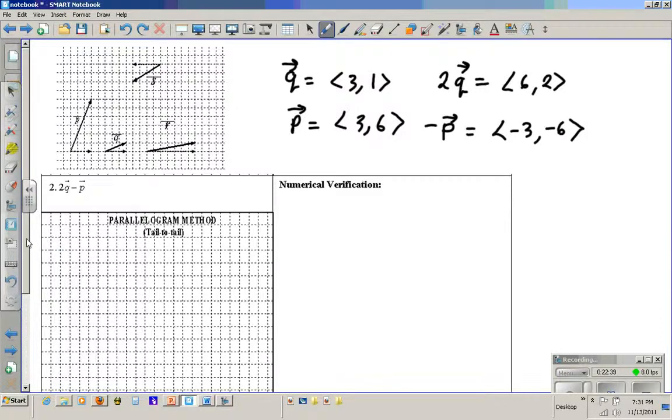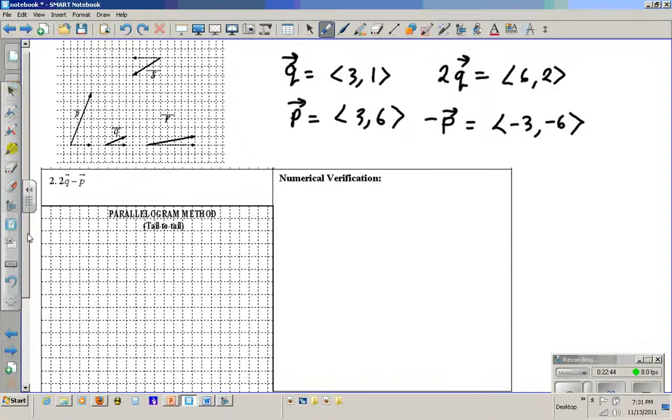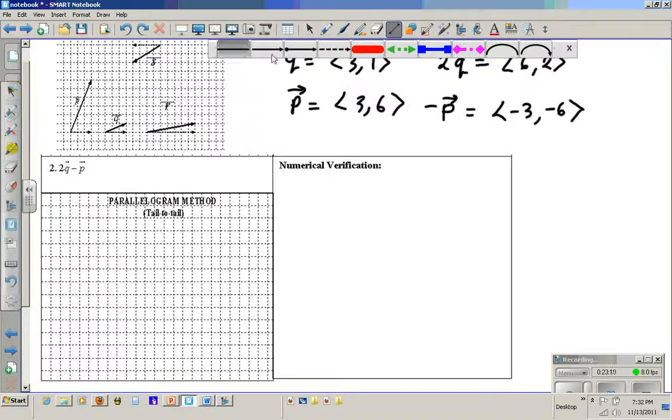Alright, welcome back. Let's do this. So first thing I want to do, let's look at the quadrants. Where are the quadrants at? 2q is in the first quadrant, and p is in the first quadrant, so negative p is going to be downwards here. It's going to be the opposite of this. So this is in quadrant 1, this is going to be the opposite quadrant, which is quadrant 3.